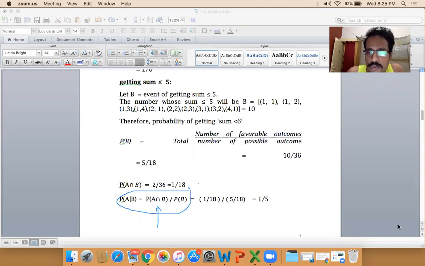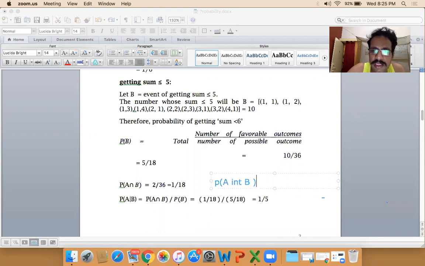Another way to do this exercise, another way to think of this numerator here, is you want to find out probability of A intersection B, and if you go by the conditional probability formula, that will become probability of A multiplied by probability of B given A, right?